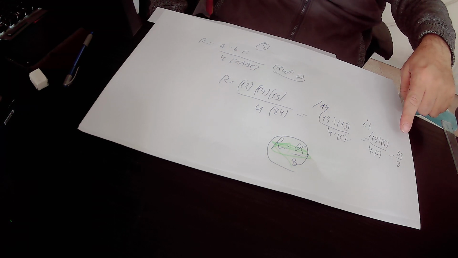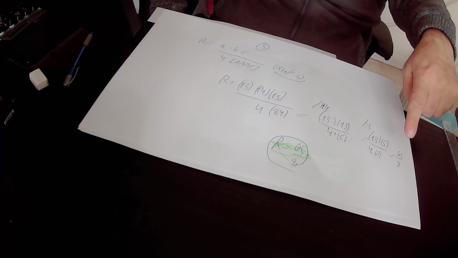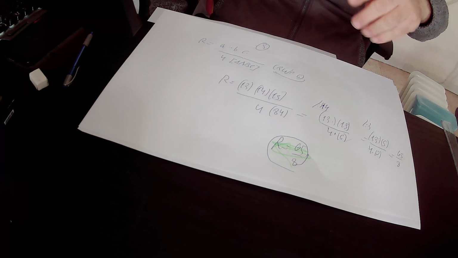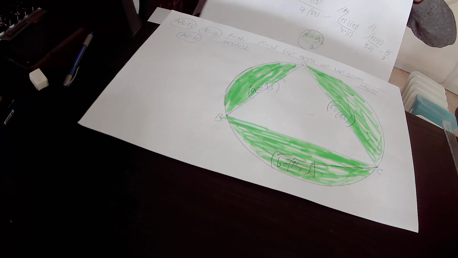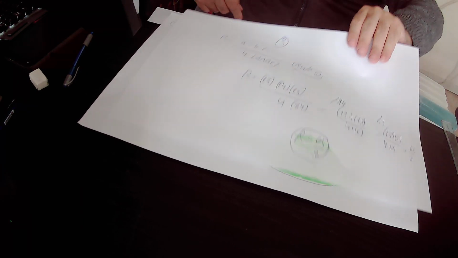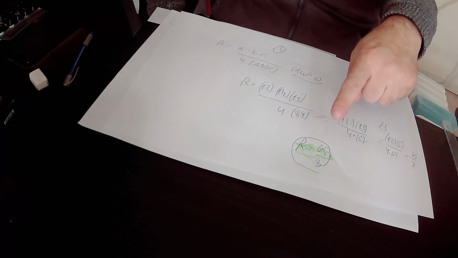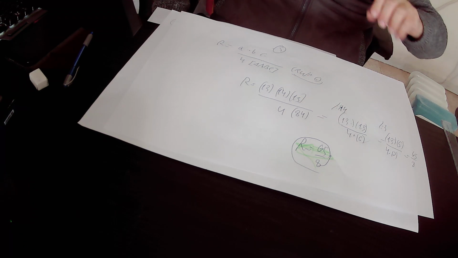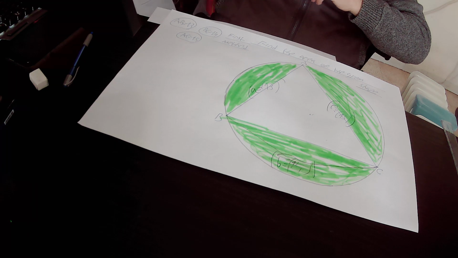13 times 5 is 65 and 4 times 2 is 8. So in total the radius of this circle, capital R, that circumscribes triangle ABC is equal to 65 over 8 units. What is the area of the green shape?